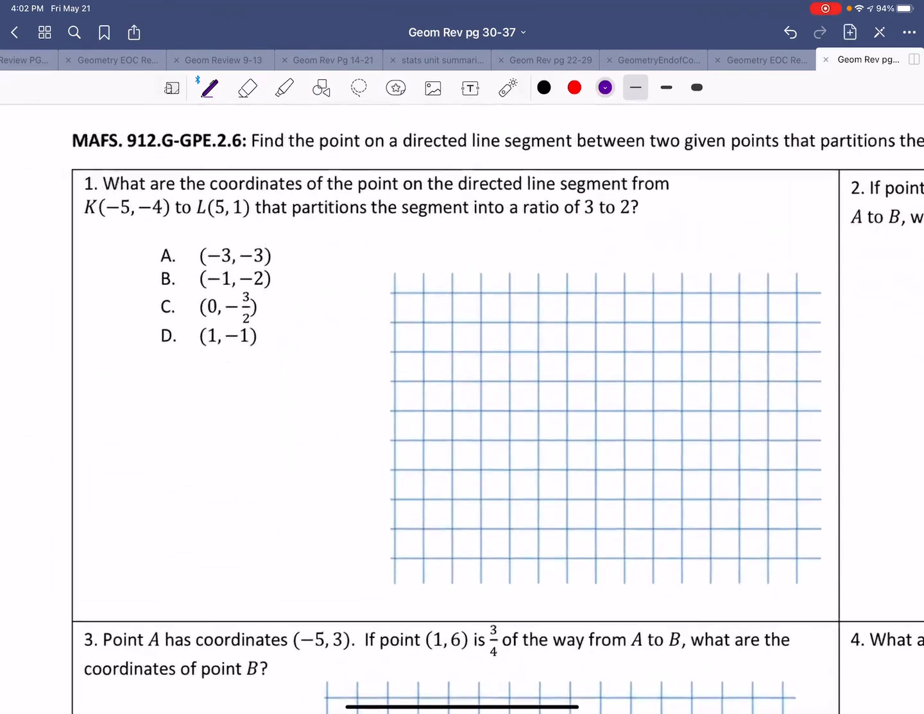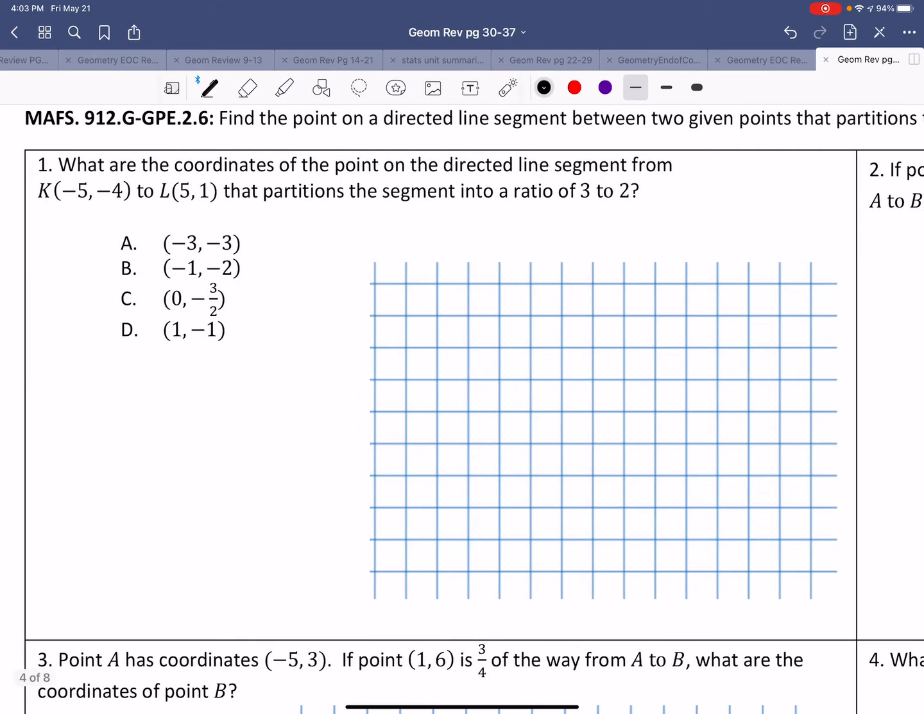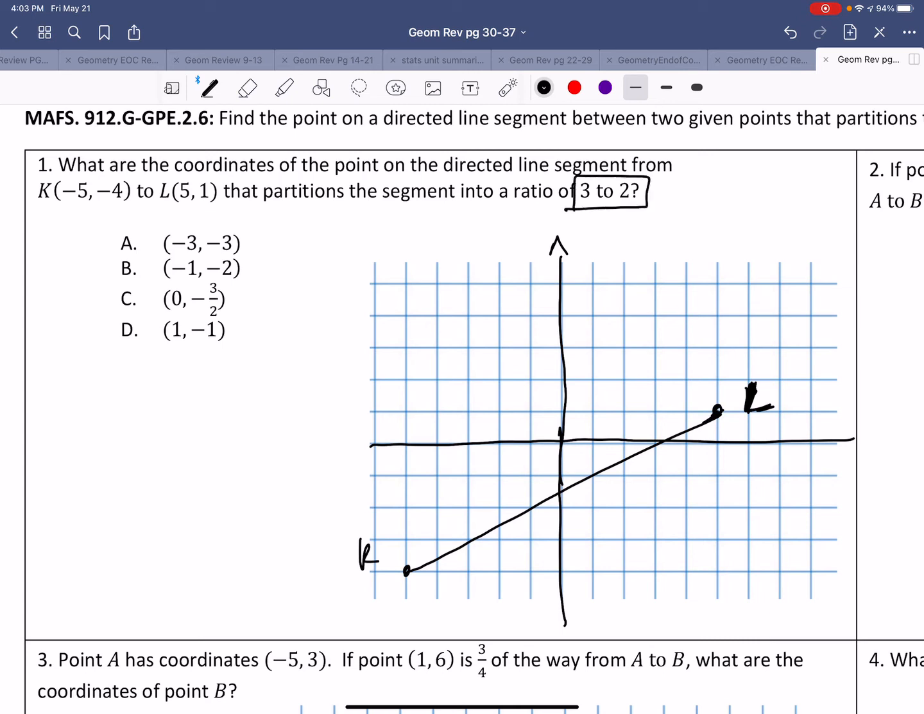So let's look at question number 1. They asked us to graph the coordinates -5, -4. So if that were my axis, -5, -4, and then 5, 1. All right, so here's my line. And I want to do the same thing, but now they want it in a ratio of 3 to 2. So that means 5 bunny hops, right? So let's investigate.